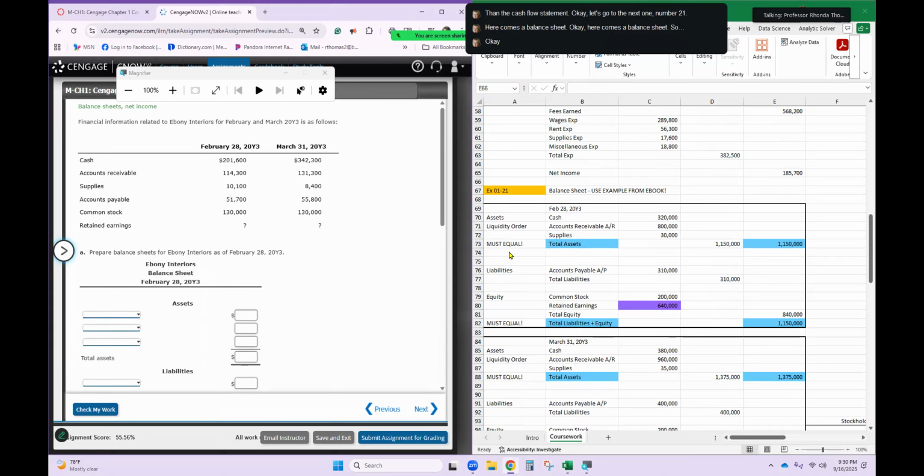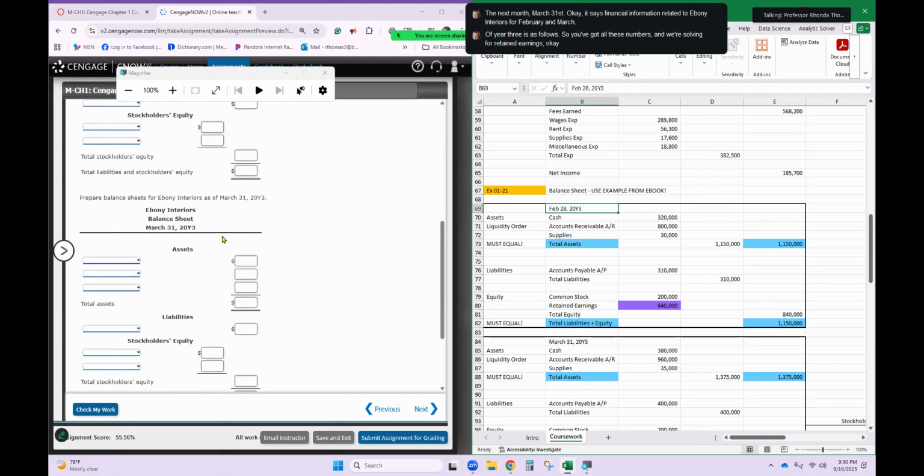Okay, I've got one for 21 here. So this is going to be as of March 28th. Here is year 3, March 28th. Here is year 3, the next month, March 31st. It says financial information related to Ebony Interiors for February and March of year 3 is as follows. So you've got all these numbers and we're solving for retained earnings.